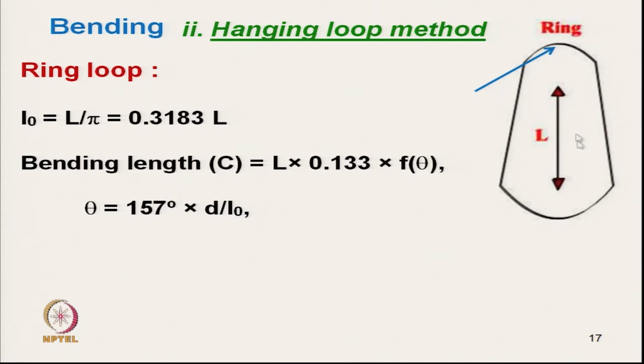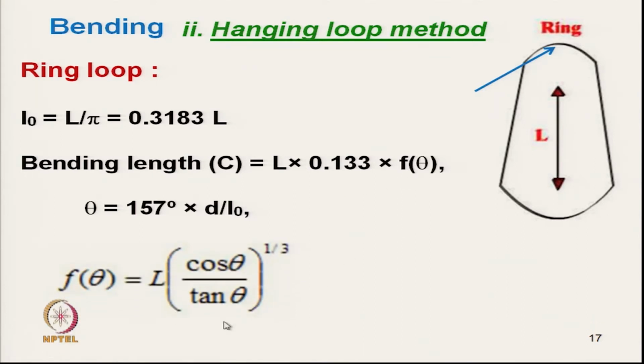So, the L value if we calculate, from there the bending length is given by this formula, C equal to L multiplied by 0.133 multiplied by function of theta. The function of theta is given by this formula, and this function of theta is the same for all the different types of loop method, the hanging loop method. Theta here is given by 157 degree multiplied by d by L 0. So, d means here the difference.